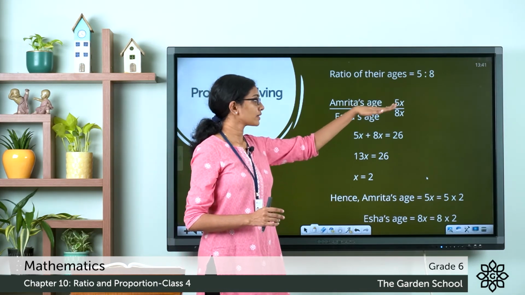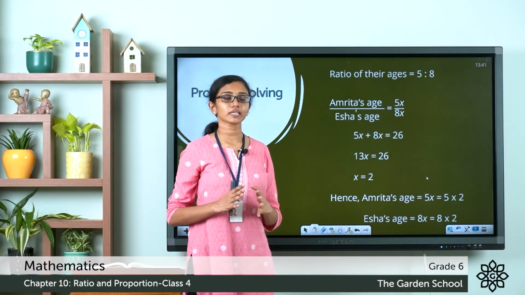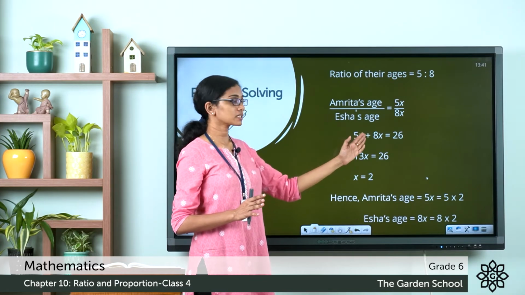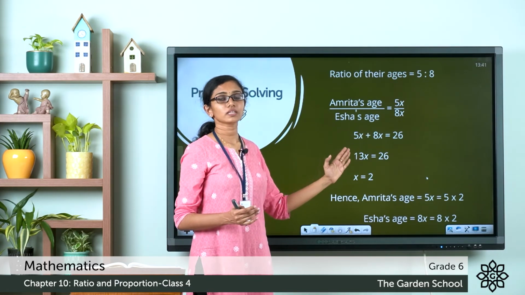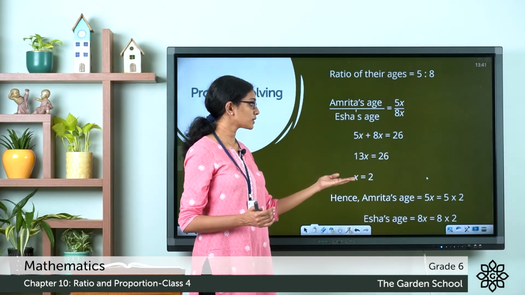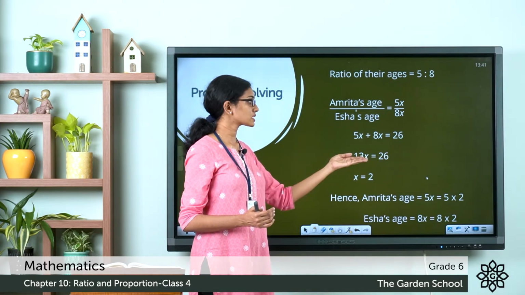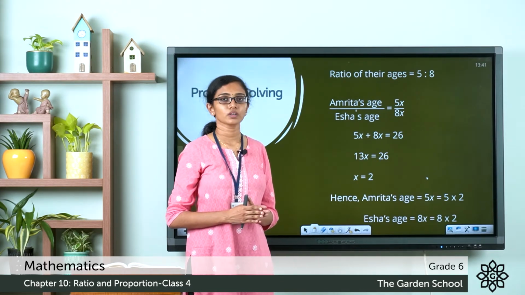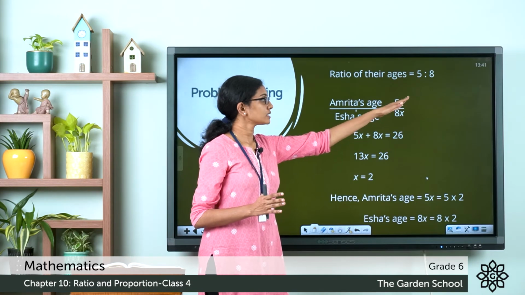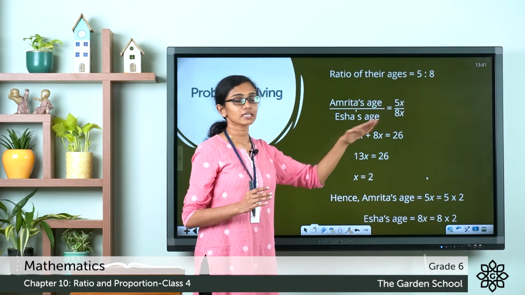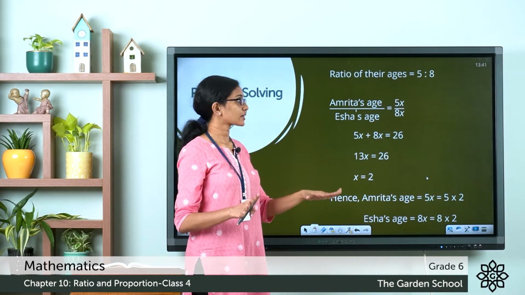That is 5x plus 8x is equal to 26. 5x plus 8x is equal to 13x. So 13x equals 26, which means x is equal to 26 by 13, that is 2. So 2 is the number that you have to multiply in the numerator and denominator to get the actual ratio of their ages.